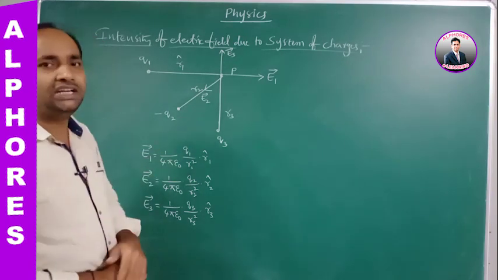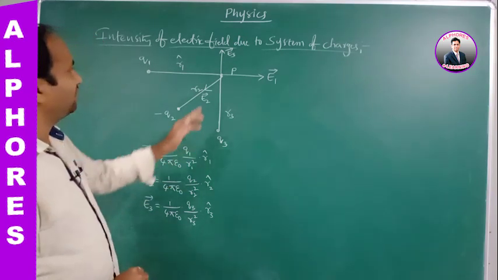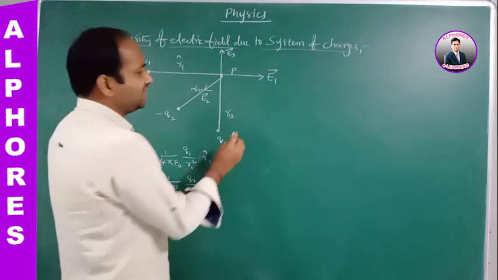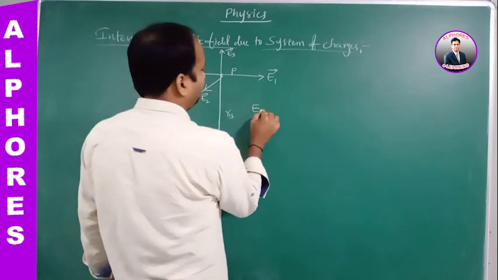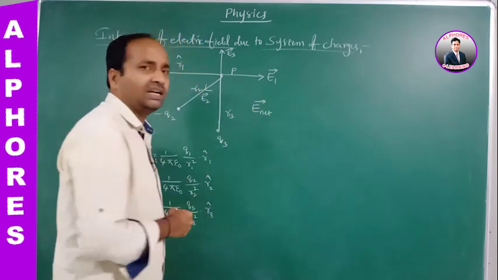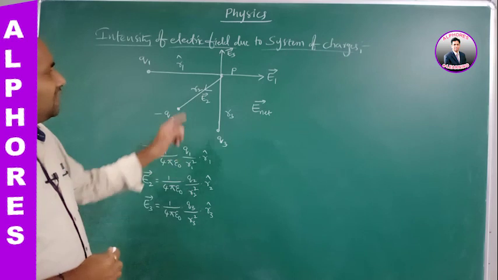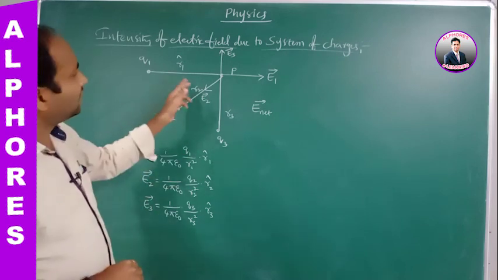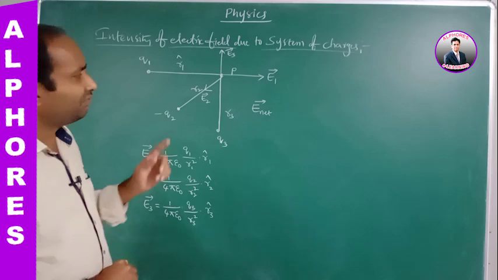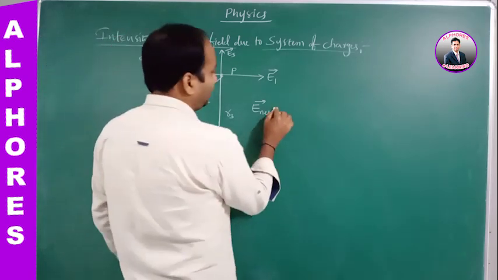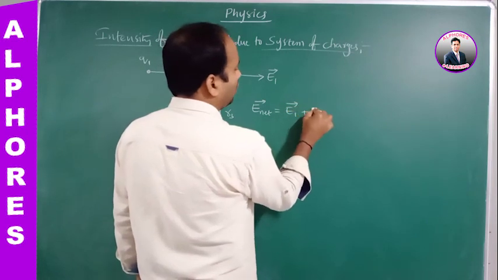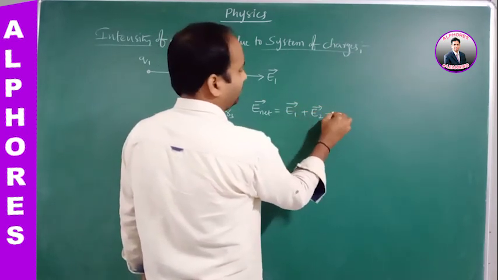These are the individual intensities of electric field at the point P by these three charges. Now, what is the resultant intensity of electric field? The resultant or net intensity of electric field at any point is equal to the vector sum of the individual intensities of electric field. So we may write E net is equal to E1 bar plus E2 bar plus E3 bar.